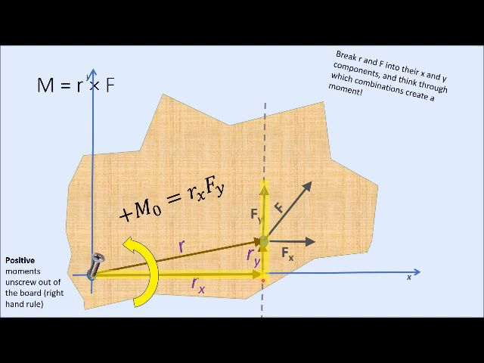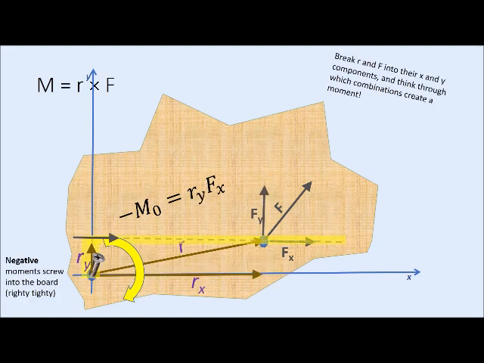Combine the x component of the position vector with your y component of the force, and that perpendicular combination is going to rotate it counterclockwise. And you can either apply the right-hand rule, or you can think of it like a bolt. So if you're unscrewing it and it's coming up out of the board, that would be the positive direction. So counterclockwise is positive. So positive moment created by positive Rx and positive Fy. Okay, let's go to the next combination here.